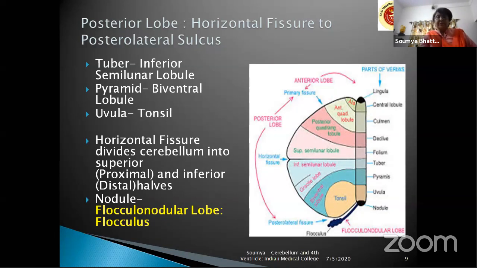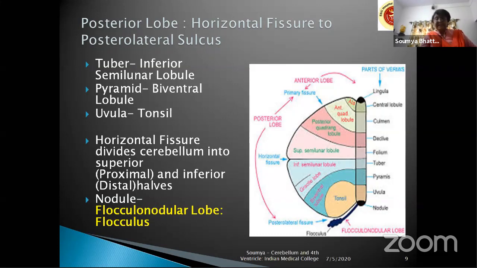This horizontal fissure has divided the cerebellum into superior and inferior halves, or proximal and distal halves. So what are the parts in the distal halves? You got the inferior semilunar lobule, biventral lobule and tonsil on the cerebellar hemispherical part, and the tuber, pyramid and uvula on the vermis part. Just behind it is the posterolateral fissure, and adjacent to it is the flocculonodular lobe, and the corresponding part on the vermis is the nodule.